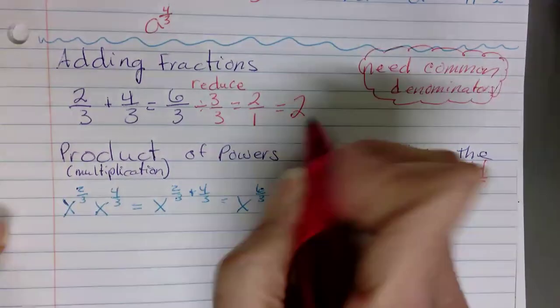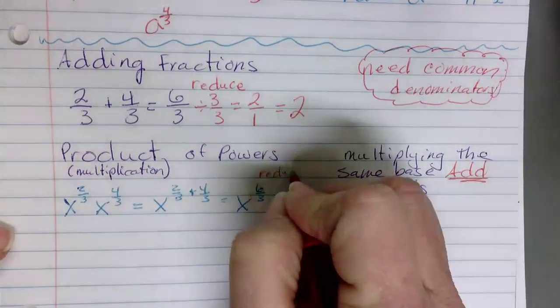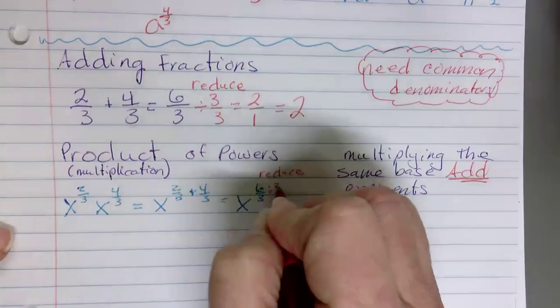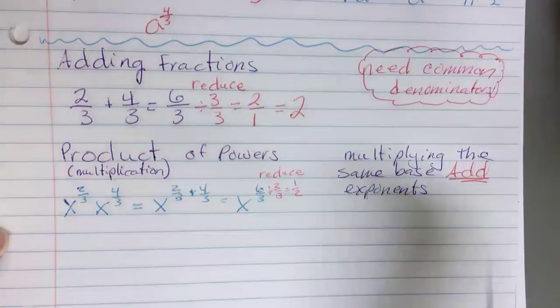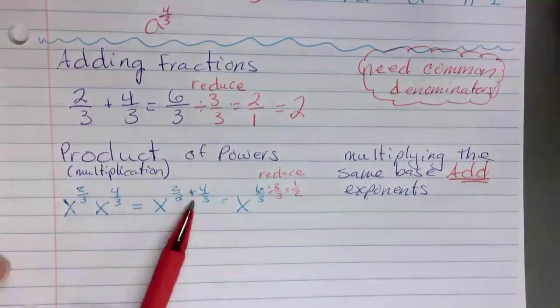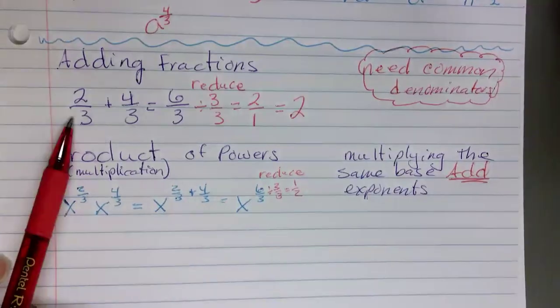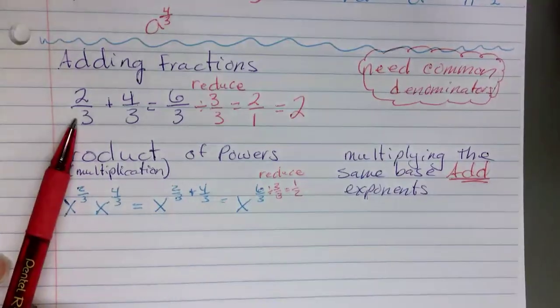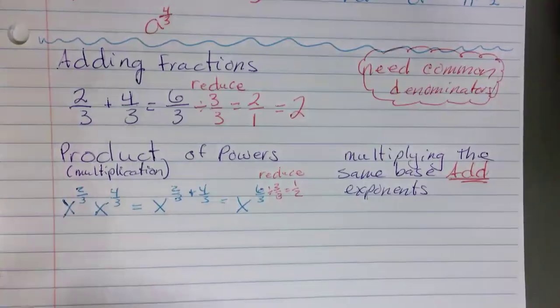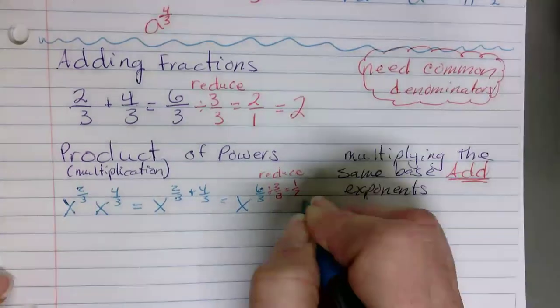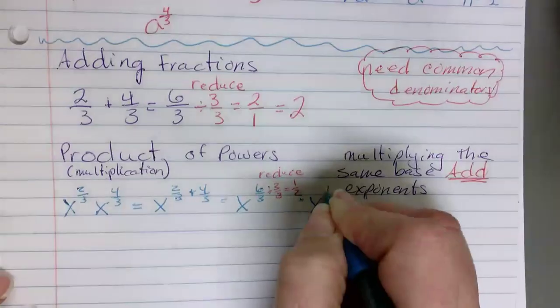And then we have to reduce. So I divide by 3 over 3, that equals 1/2. Notice I'm using the exact same fractions that I did in my practice of adding fractions, right? Just using the same example. So that would give us x to the 1/2.